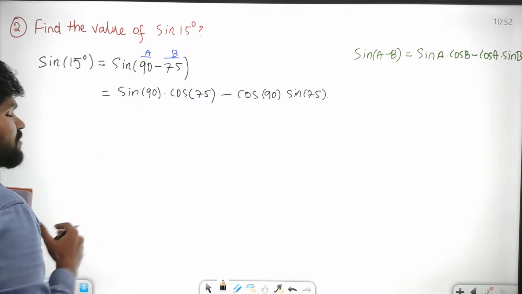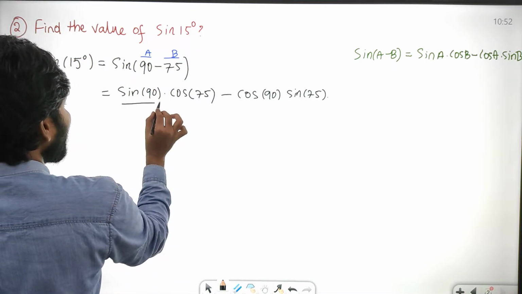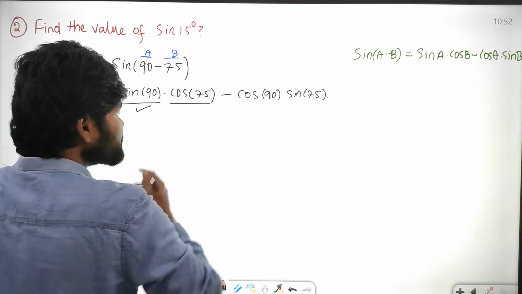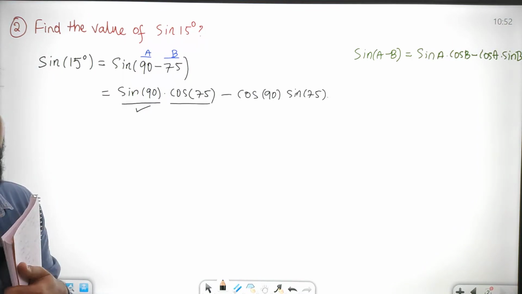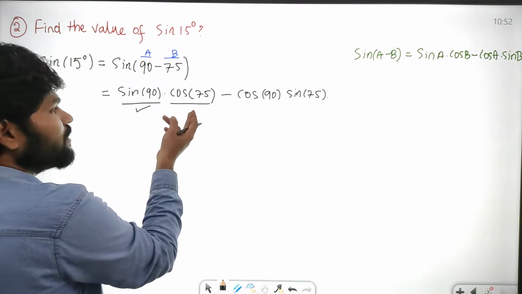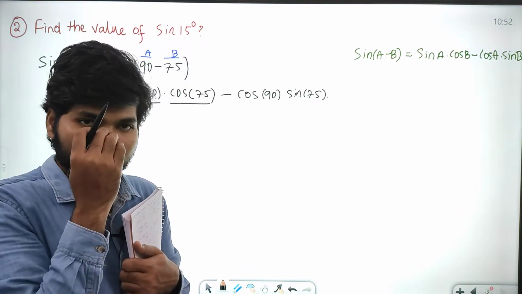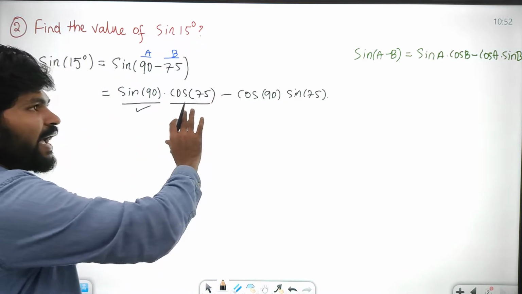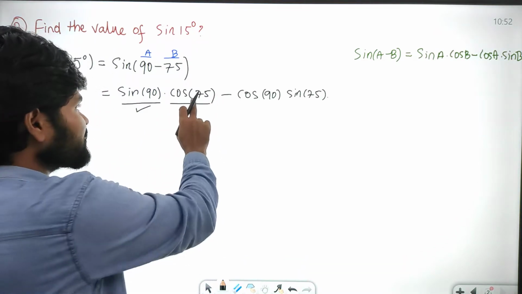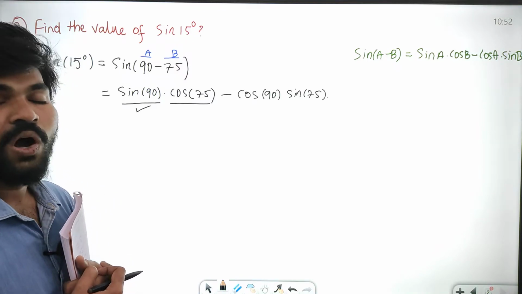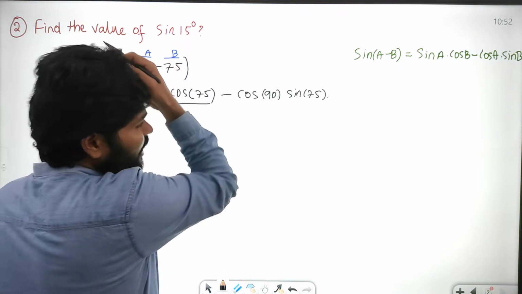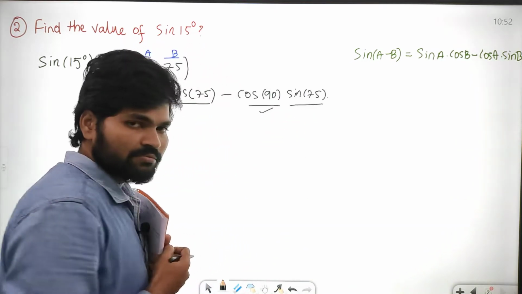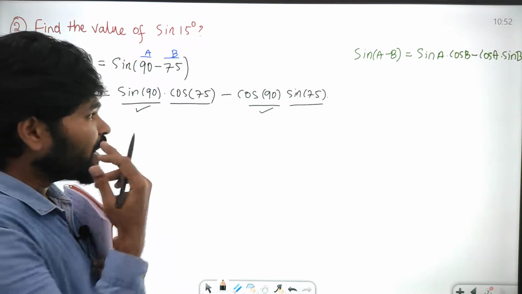Now come to the values. See here, we have the value of sin 90. But do we have the value of sin 75? Think about it. No, we don't have. Sin 75 has a value, if you type it in the calculator, we get it. But by solving by hand, we don't know. We didn't study sin 75. Sorry, cos 75. Similarly, here also cos 90 is okay. But what is the value of sin 75? No, we don't know. Then what do we have to do?